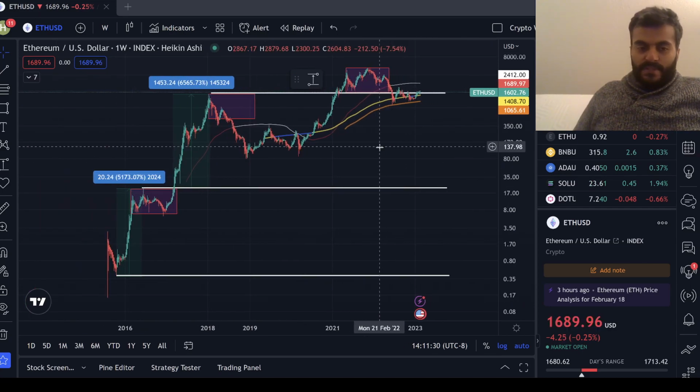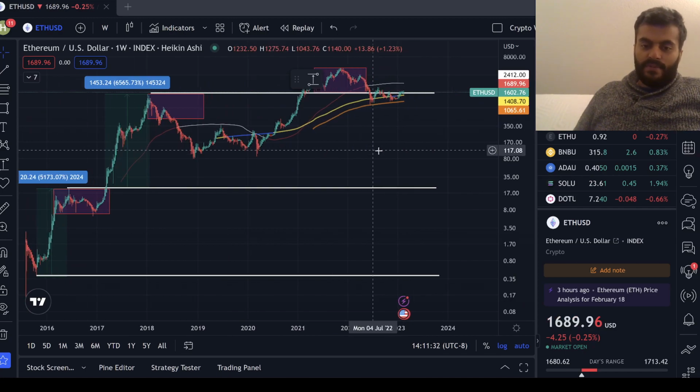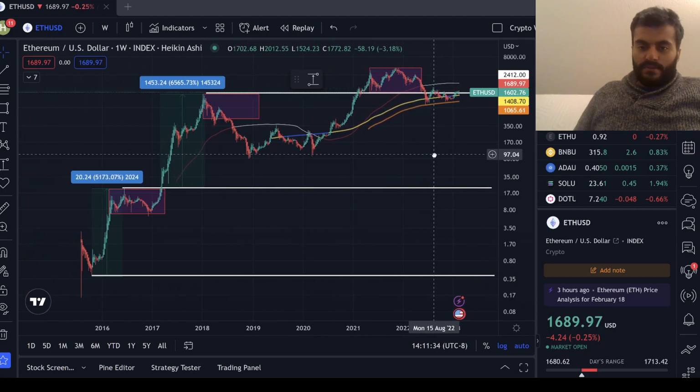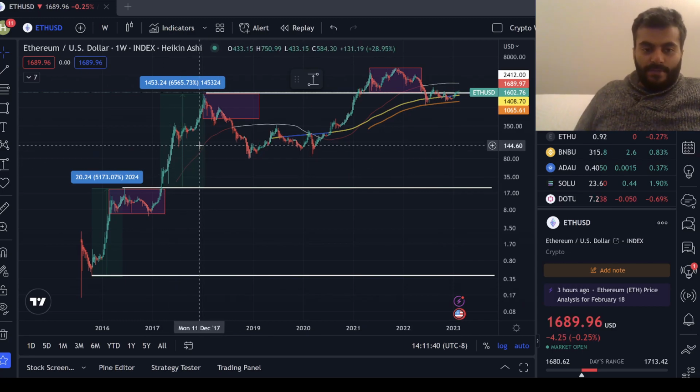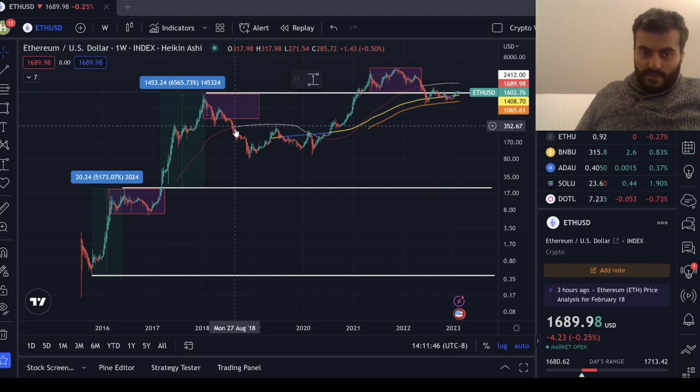So what do these three numbers mean and how could they help investors navigate their investing decisions? The first line is in red, the 100-week moving average. Once the price action of Ethereum moves below this line, the color of the line changes from red to white.